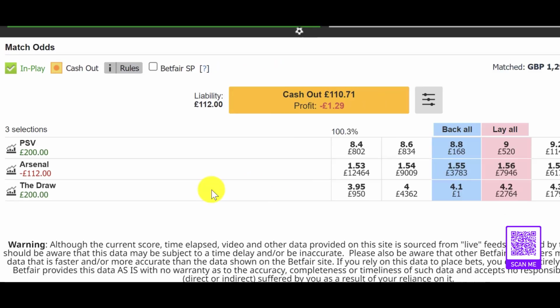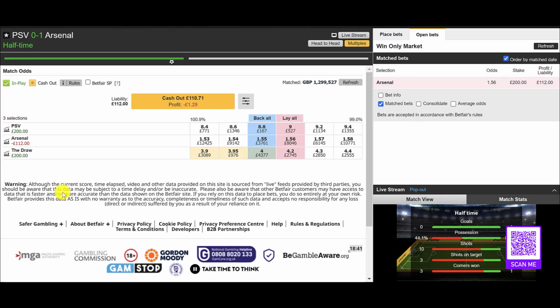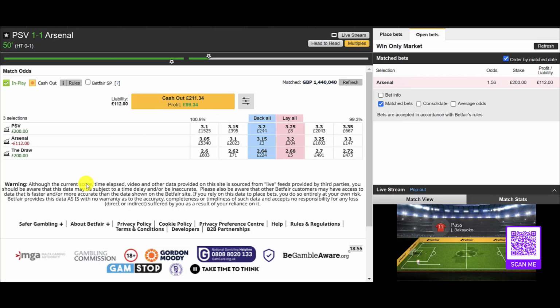Because remember, the XG is a moving target. It can always change as the second half develops. So that's something to keep in mind also. So anyway, we're starting out with an Arsenal lay. Let's see what happens in the second half, and we will act upon what we're seeing. PSV 0, Arsenal 1 at half time. 50 minutes on the clock, very early in the second half.